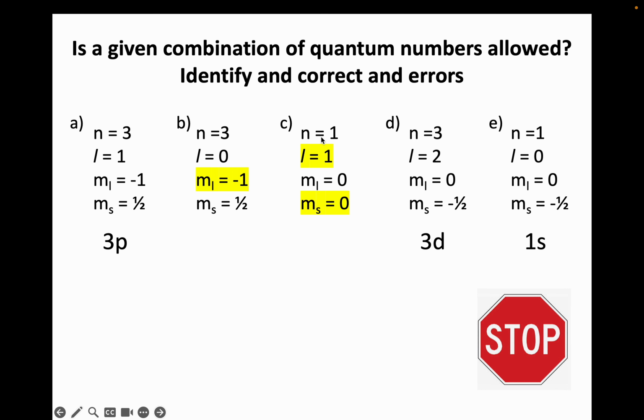The second case right here, n equals 1, L equals 1, that's not allowed. I can't have a 1p atomic orbital. Similarly, I can't have a spin value of 0. It needs to either be +1/2 or -1/2. Looking at combinations like this and thinking about whether it's allowed or not, very typical exam question.